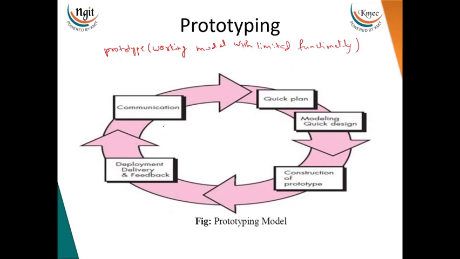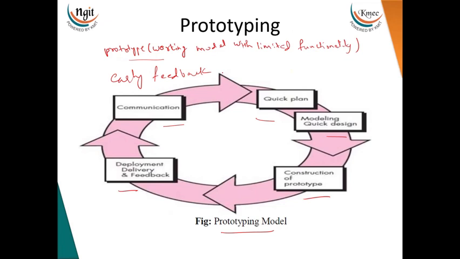Clear? So the phases include communication, a quick plan, modeling, quick design, construction of prototype, deployment, delivery, and feedback. So this is all about the prototyping model. Understood? We build a prototype, that is a working model with limited functionalities, and we gather some early feedback since we deliver this prototype. Based on this feedback, we refine to get the new version of the product.